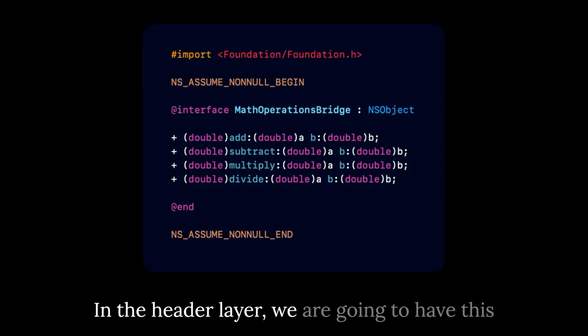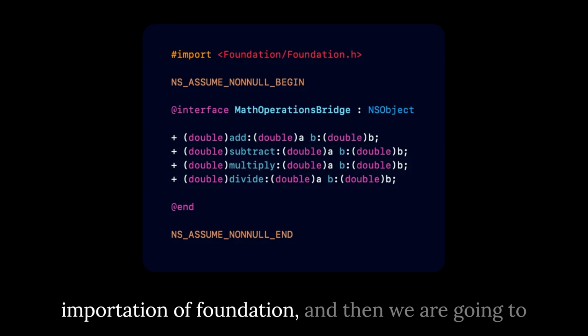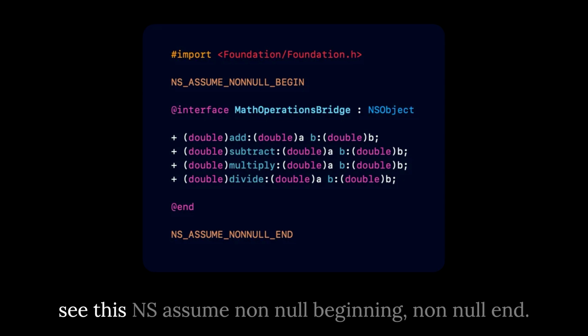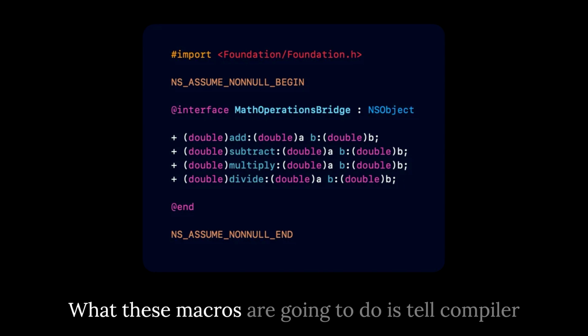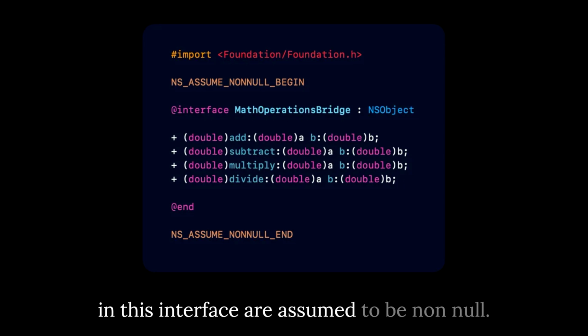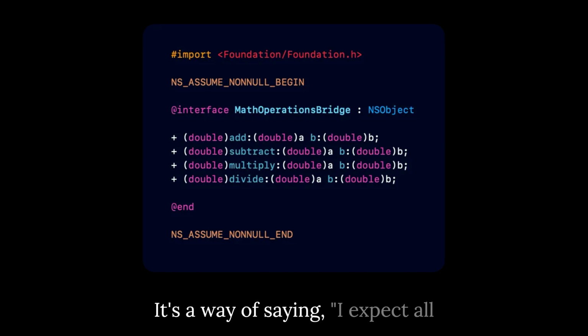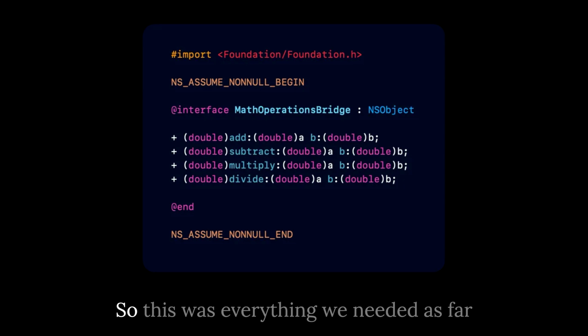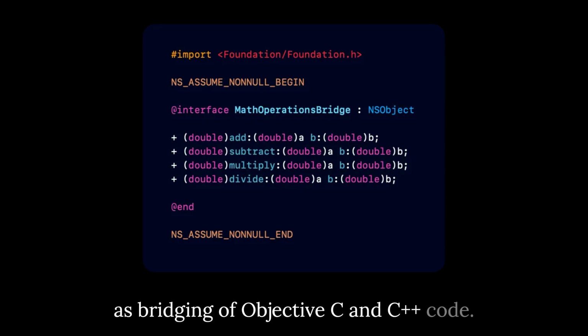In the header layer, we are going to have this import of Foundation, and then we are going to see this NS_ASSUME_NONNULL_BEGIN and NS_ASSUME_NONNULL_END. What these macros are going to do is tell the compiler that unless there is an explicit mention, all pointers in this interface are assumed to be non-null. It's a way of saying I expect all these inputs to be actual values and not null or nothing. So this was everything we needed as far as bridging of Objective-C and C++ code.